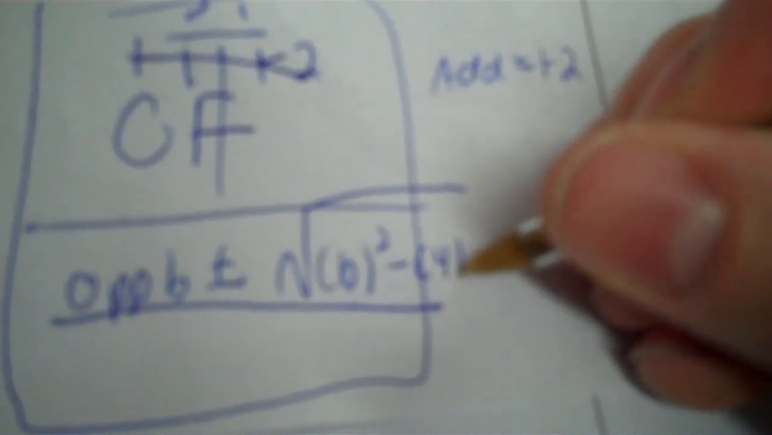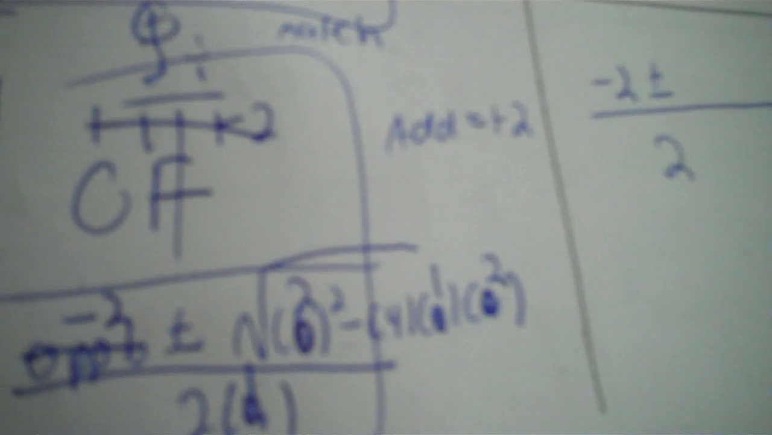Opposite of b, plus or minus the square root, b squared minus 4ac, over 2a. So the opposite of positive 2 is negative 2. B to the second, that's 2 to the second. A is 1, c is 2. A is 1. So you bring over your plus minus, you got a negative 2 in the front. 2 times 1 is 2. Okay. Now set up your square root and plug the inside in.